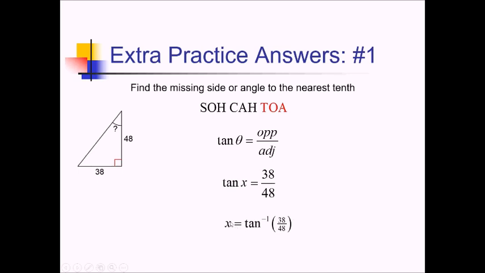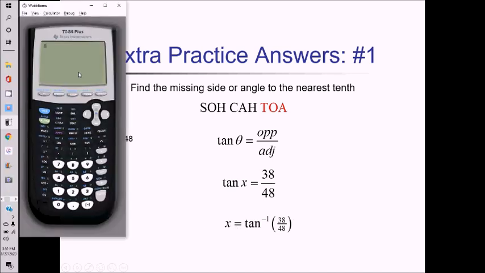And at this point, it's time to use the calculator. On the calculator, I'm going to do second tan. And now I'm going to do 38 divided by 48 in there and press enter. And that gives us, and this is an angle, so this is going to be in degrees, 38.4 degrees.